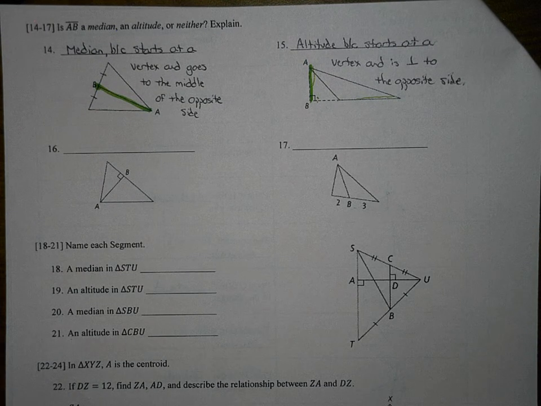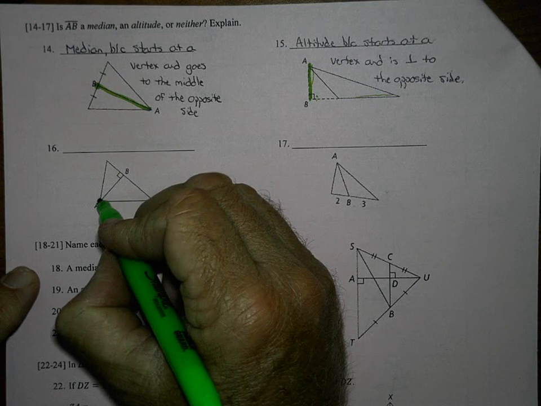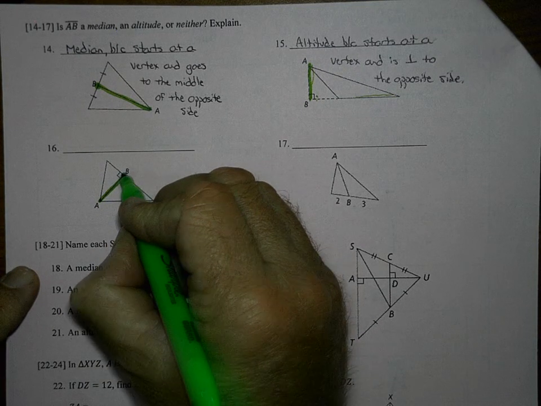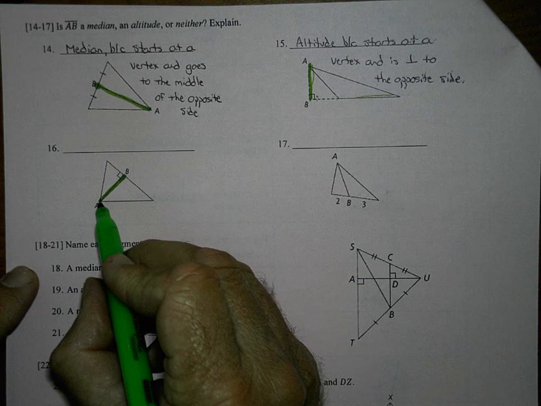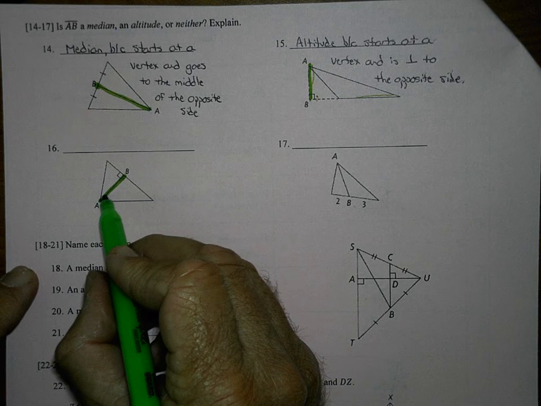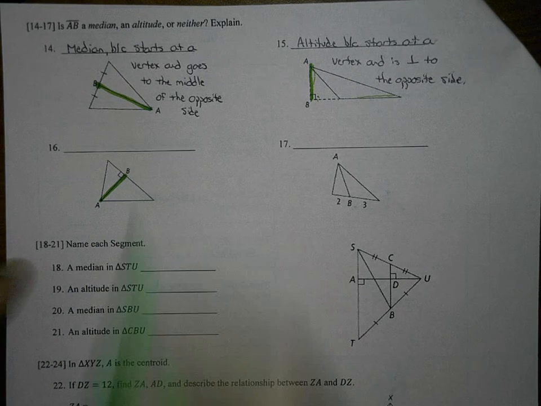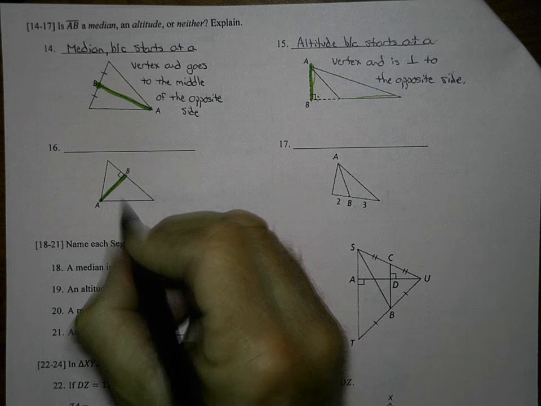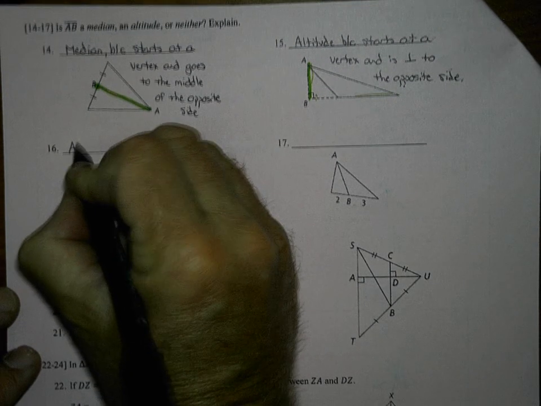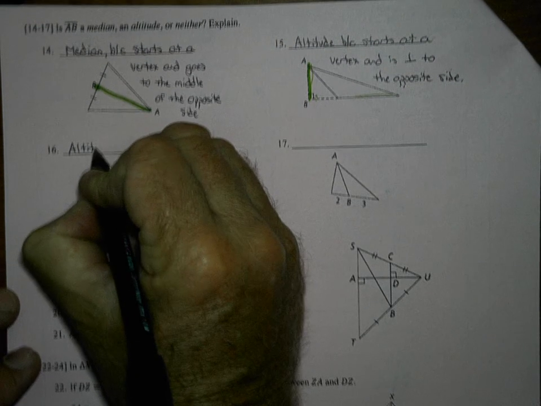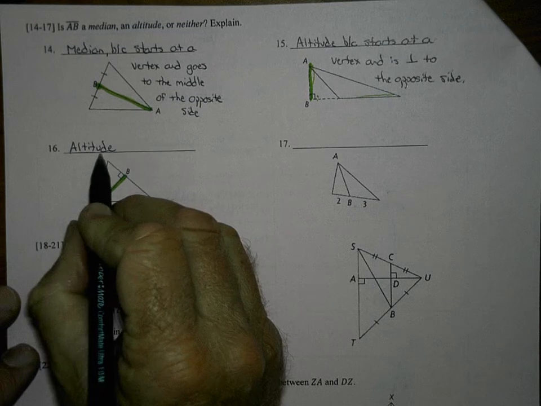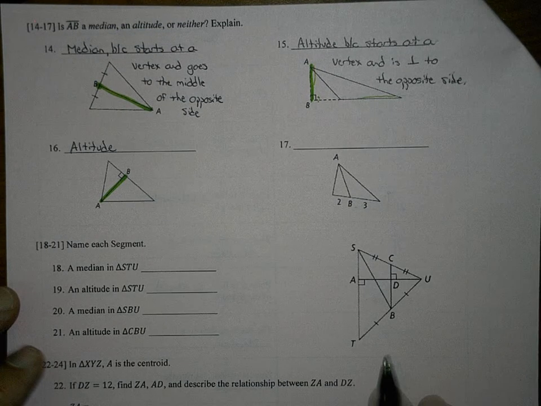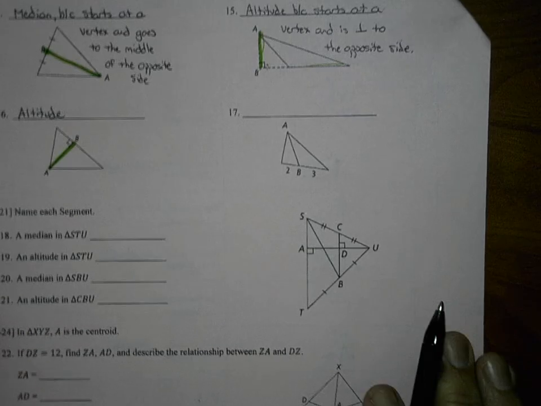Number 16. All right, A to B. So here's A, here's B. Once again, where does A start? It starts at a vertex of the triangle. It goes across the triangle to the opposite side, and it's 90 degrees. So that makes that an altitude. I'm not going to write the reason why, because the reason for number 16 would be the same as number 15.